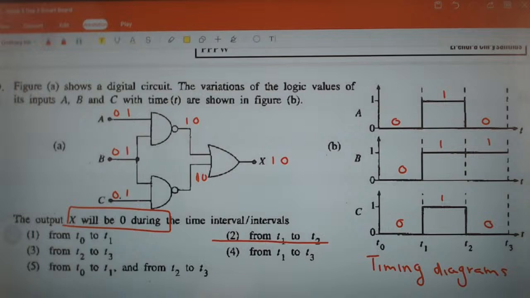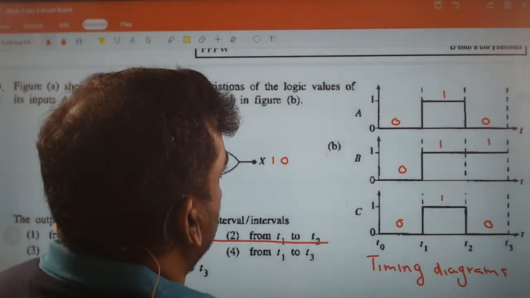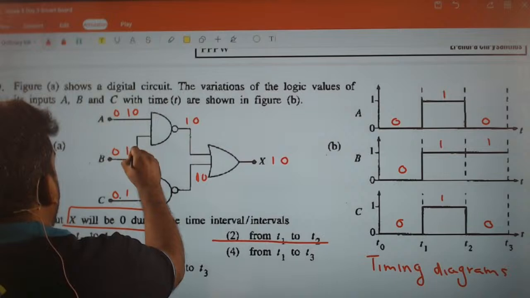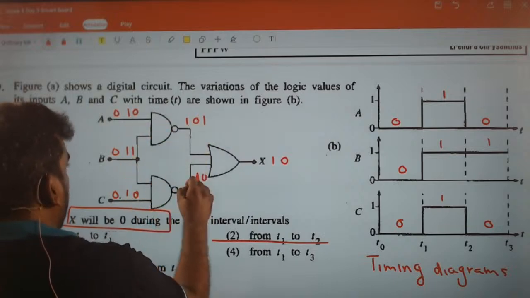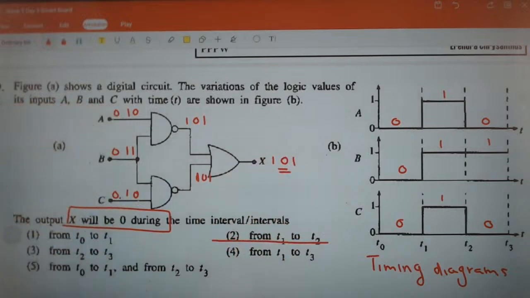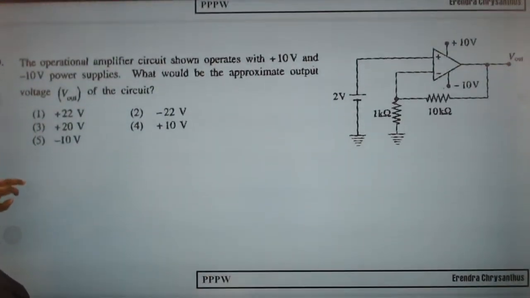Right? If you want, maybe go one more step. 0, 1, 0. 0, 1 AND gate gives 0, NAND gate here 1. 1, 0, 1. 1, 1 means 1. So 0 occurs only here, T1 to T2. Correct answer, answer number 2. Right, moving forward.